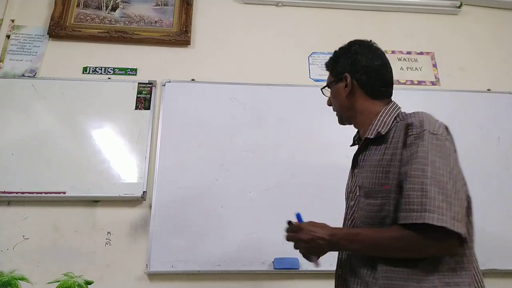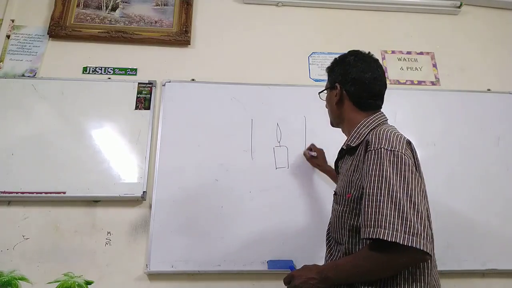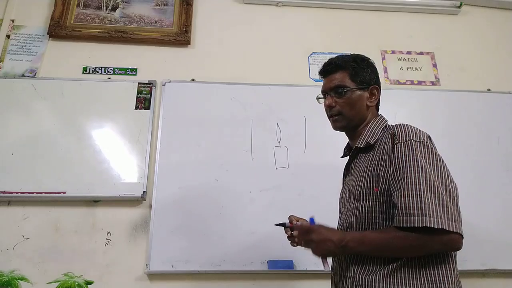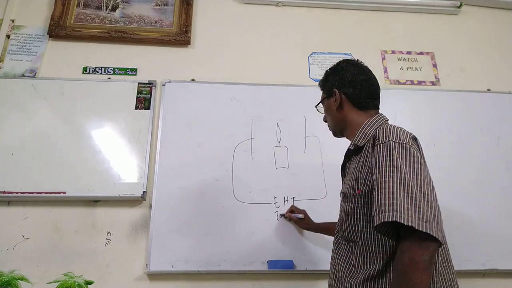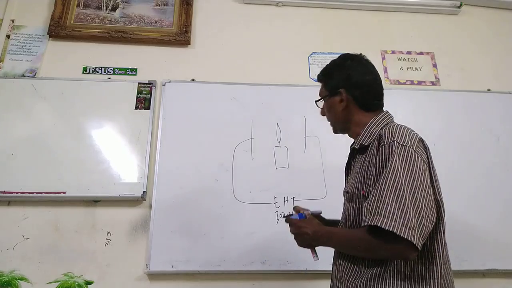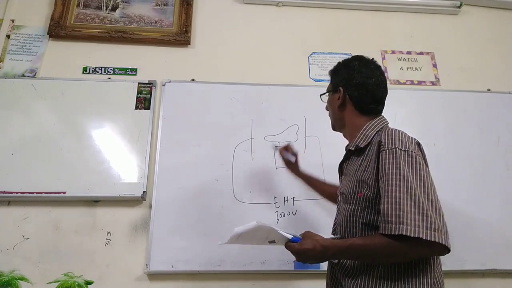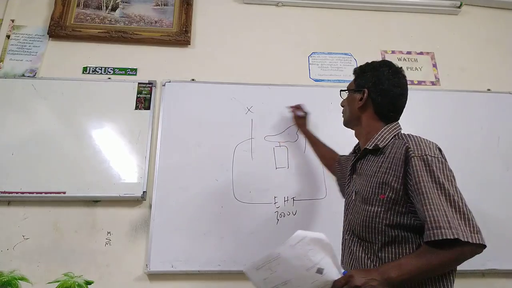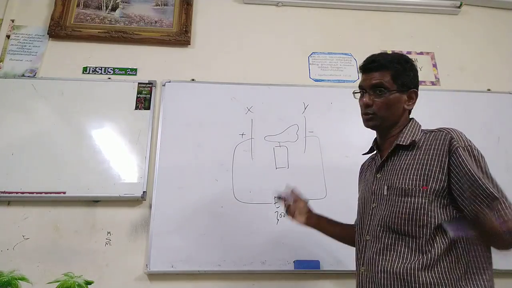So this is a candle flame. Initially it goes straight, but between the positive and negative plates there is a strong electric field, because this is connected to EHT, extra high tension, so maybe 3000 volts, maybe 2500, very, very high voltage. Later, according to the diagram, the flame bends like this. So watch which plate, X or Y, is positive and which is negative. This plate is positive, this plate negative. I know this one very well.